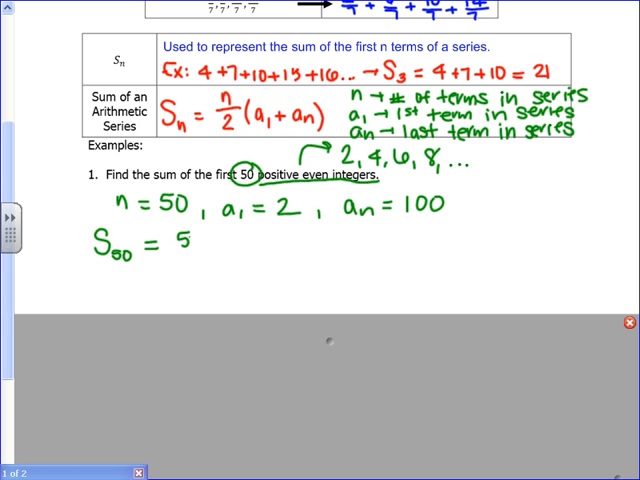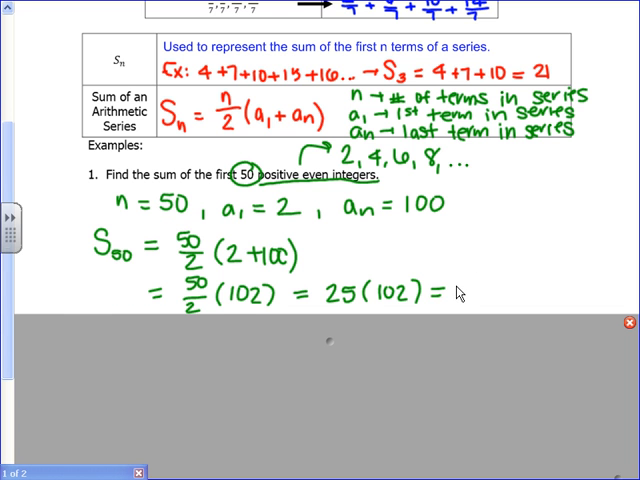N over 2, so 50 over 2, times the quantity a sub 1, which is 2, plus a sub n, which is 100. Oops, not sure why I wrote 1002. Close that parenthesis off, and then we're going to solve it. So using order of operations, I'm going to add the quantity first on the inside, and I get 102. And then 50 over 2 is just 25, because that's half of 50. And the last thing I have to do is 25 times 102, which gives me 2,550. And that is the sum of all of those numbers.